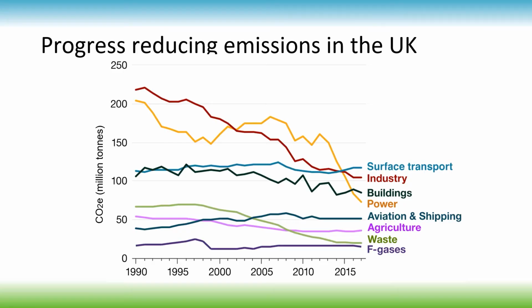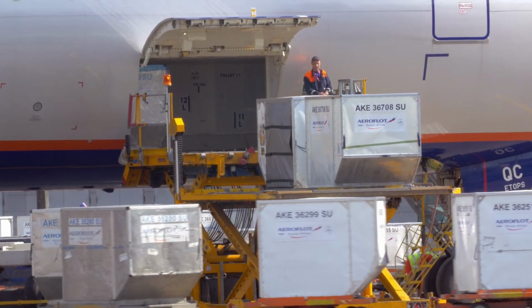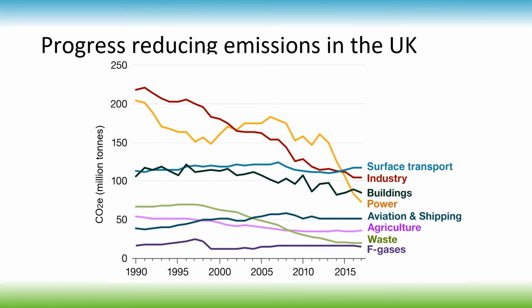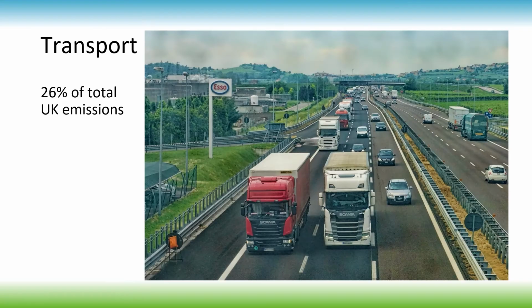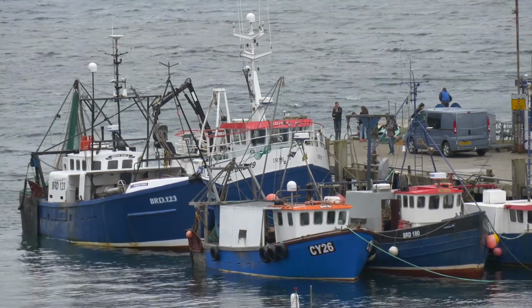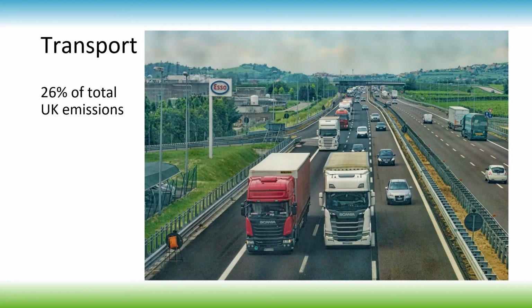The improvements in the power and waste sectors can be seen here. However, we can now also see the contribution made by flights and ships. This has been a growing sector in the last 20 years as people and goods are transported around the planet. We will start by looking at the biggest emitting sector, that is transport. This covers road transport, railways, domestic aviation and shipping, and fishing. In total, it is responsible for 26% of the United Kingdom emissions.